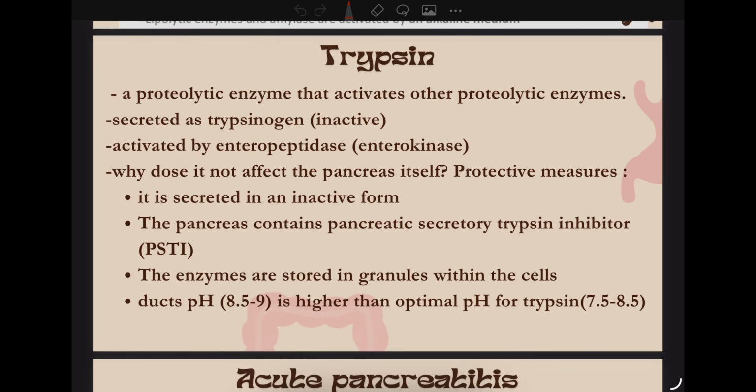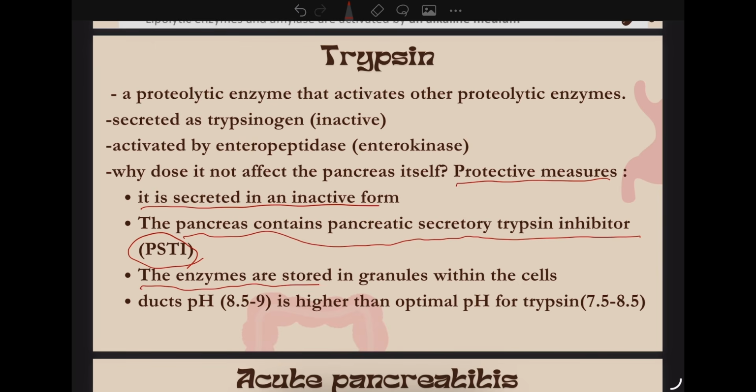Why does it not affect the pancreas itself? Because we have protective measures that protect us from this. It is secreted in an inactive form. We have said that. Also, the pancreas contains pancreatic secretory trypsin inhibitor. This thing inhibits trypsin even if it's for any reason activated inside the pancreas. Also, the enzymes are stored in granules within the cells. So, it's like you are closing them in a bucket or something, so you are not afraid of them. Also, the duct's pH is higher than the optimal pH for trypsin. Trypsin needs 7.5 to 8.5, and the duct's is usually 8.5 to 9.